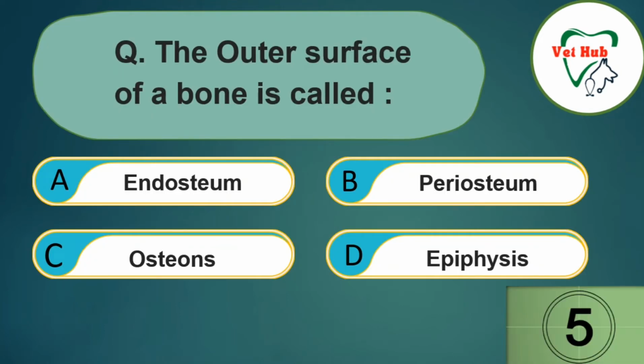The next question is quite easy. The outer surface of a bone is called, and the options are option A, endosteum; option B, periosteum; option C, osteons; and option D, epiphysis. Your time begins.